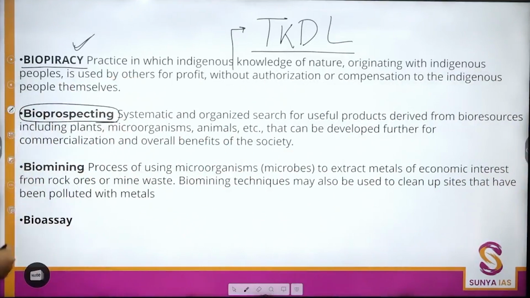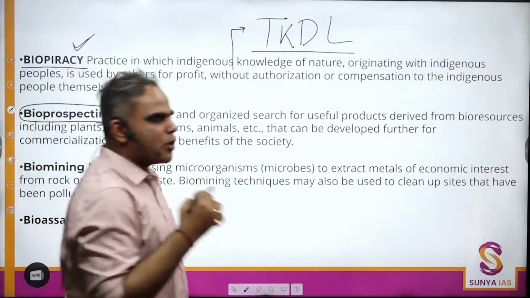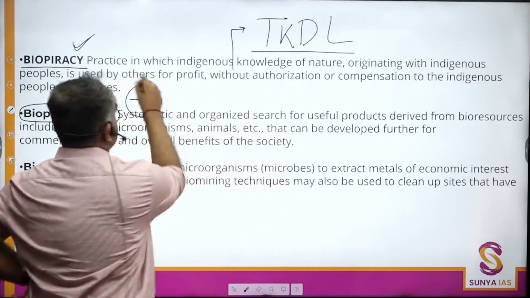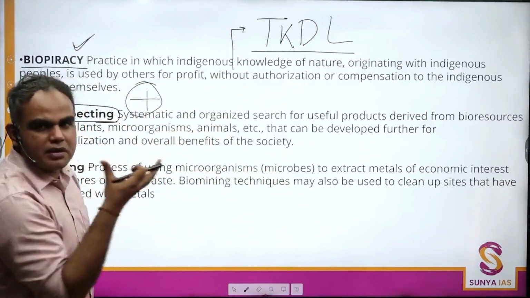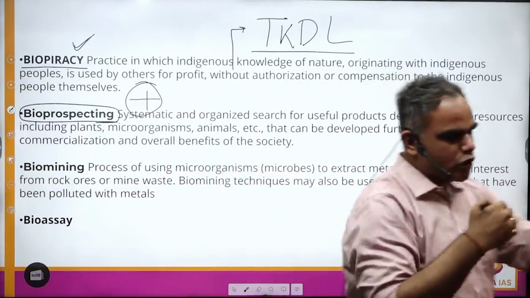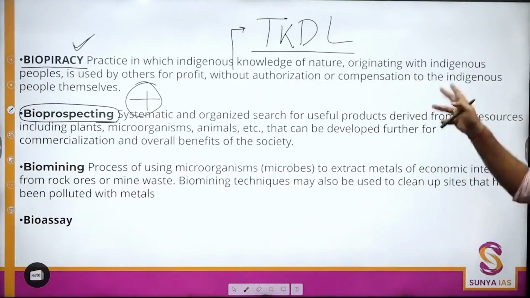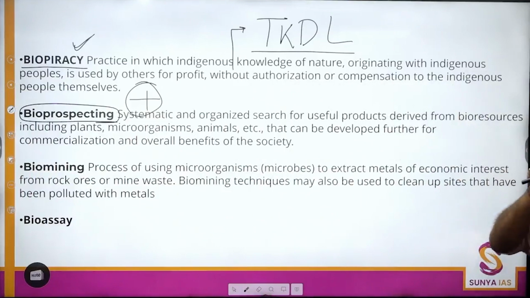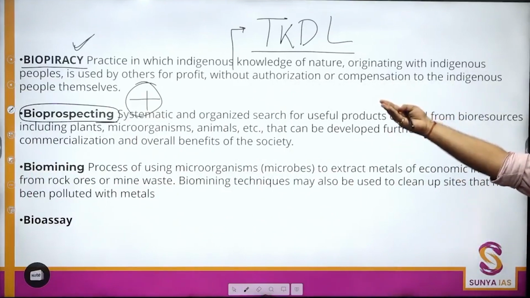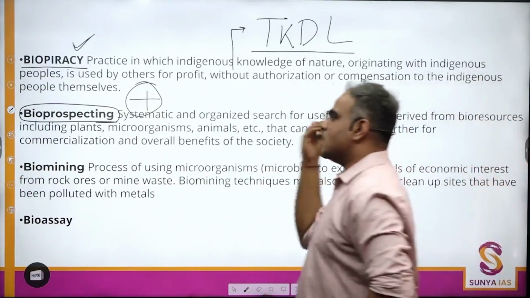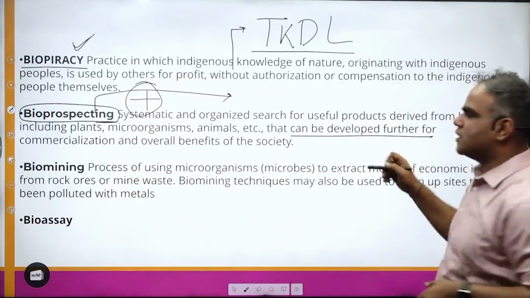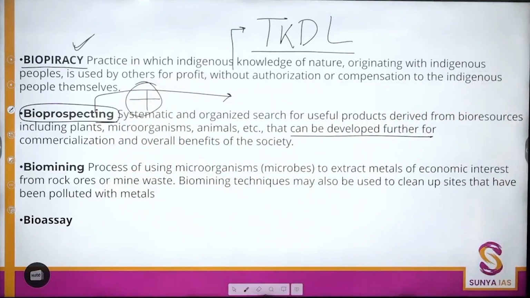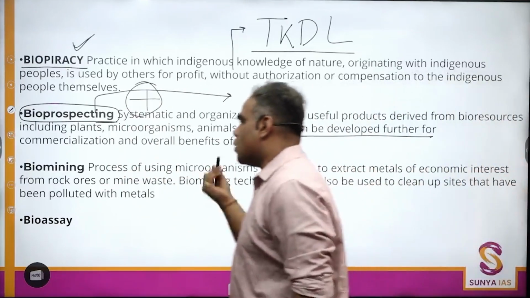A good thing is bioprospecting. Bioprospecting is a positive word, wherein you take due permissions, and whatever bioresources are being used, you document it properly and you share it. So the positive part is bioprospecting. The negative part is biopiracy. So with this, you can think about the prospectus of colleges and universities, where you see all the courses which are on offer. So prospecting is a good term, biopiracy is bad. Now there is a term known as bioassay also.